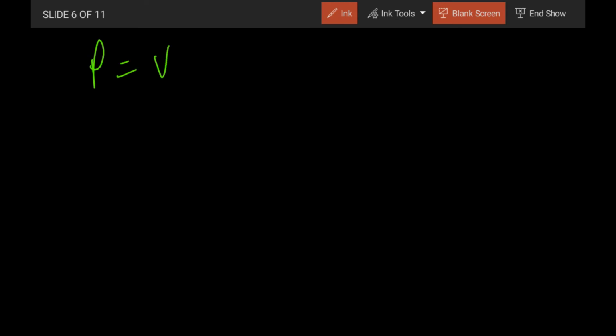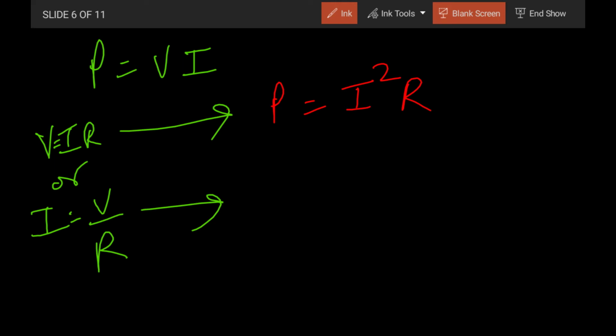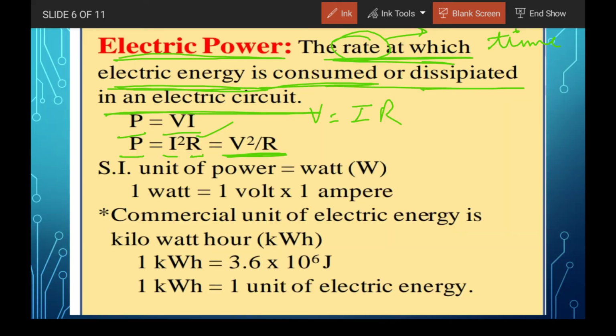P is equal to VI. Now we can apply Ohm's law in two ways. V is equal to IR, or I is equal to V upon R. Putting this value, we'll get P is equal to I square R, and putting the other value, we'll get P is equal to V square upon R. So we can have two similar equations from here, like this and this.